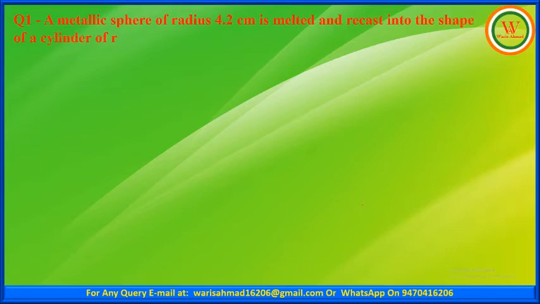Let us consider the very first question of this exercise. A metallic sphere of radius 4.2 cm is melted and recast into the shape of a cylinder of radius 6 cm. Find the height of the cylinder.